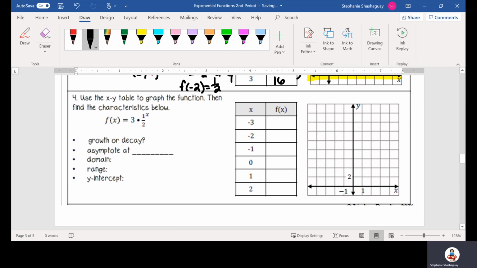Looking at number 4. Use the xy table to graph the function, then find the characteristics below. All right, again, I have my x values. Here, I'm looking for my y-intercept when my x is 0. You can notice that I don't have any transformations to this function. So I can just look right away at my a term. My a is equal to 3. So my y-intercept will also be equal to 3.